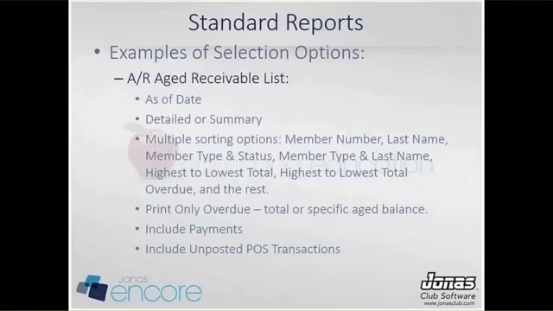You have sorting options, so you can sort by member number, by their last name, by their type and status, by their member type and last name, highest to lowest total overdue, and the rest. So there's a lot of options for sorting. There's a flag on this report to print only overdue accounts, so you can actually just highlight those accounts that need your attention, those ones that haven't been paid.